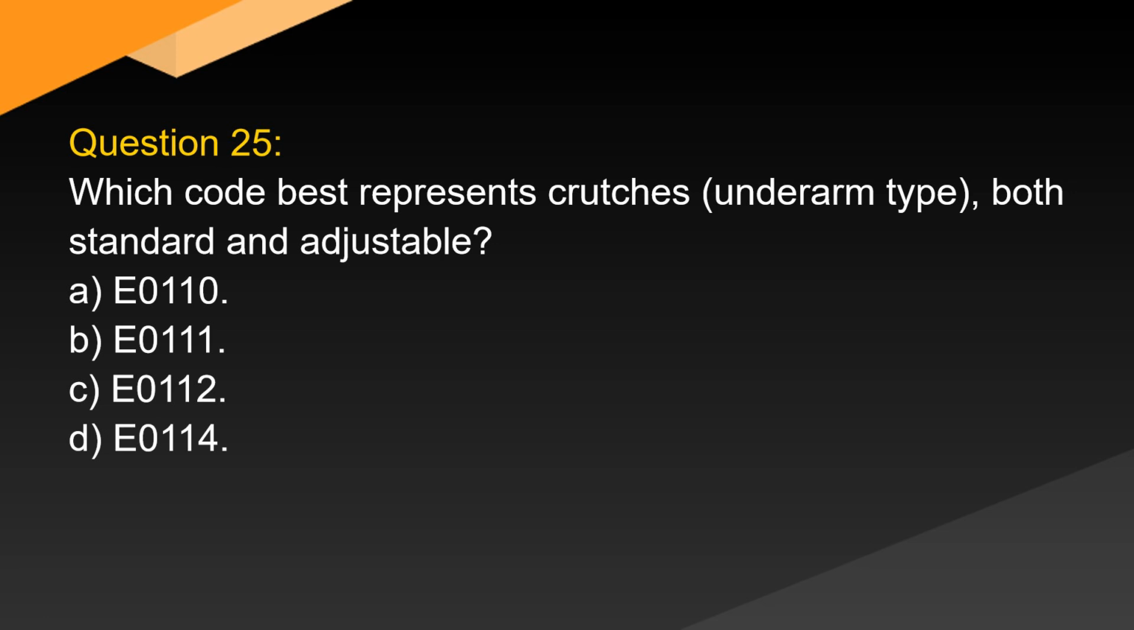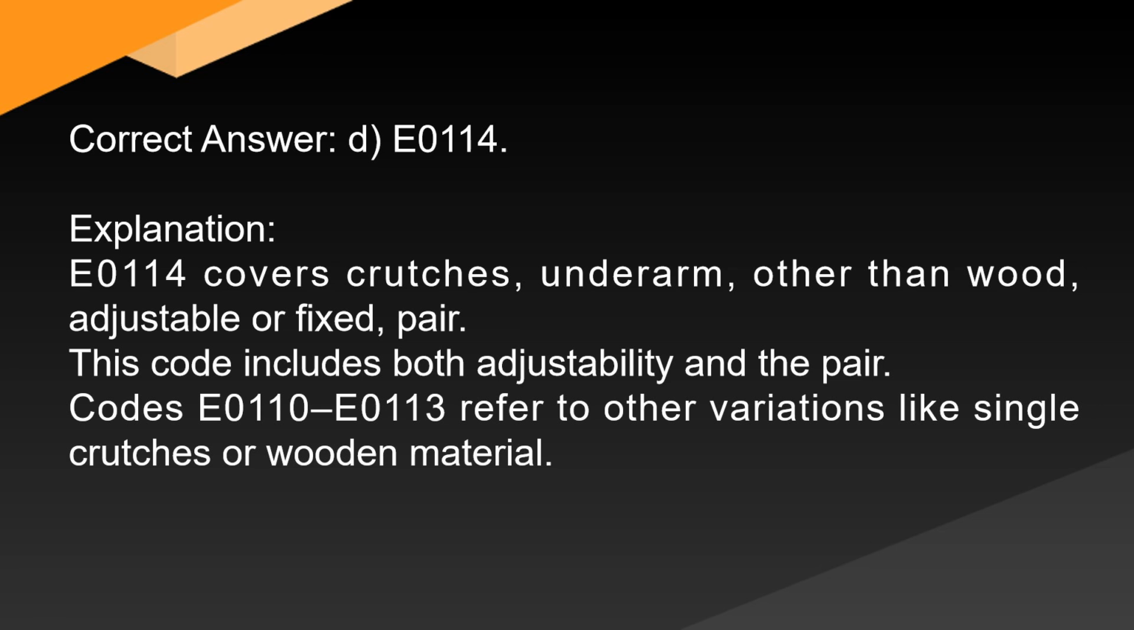Question 25. Which code best represents crutches underarm type, both standard and adjustable? A. E110, B. E111, C. E112, D. E114. Correct answer, D. E114.